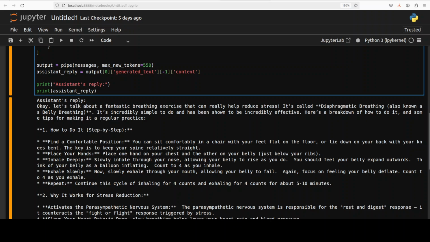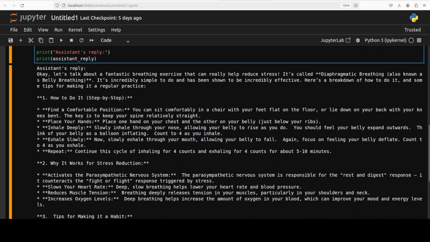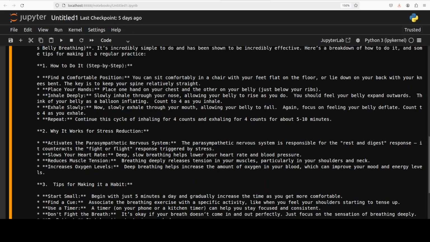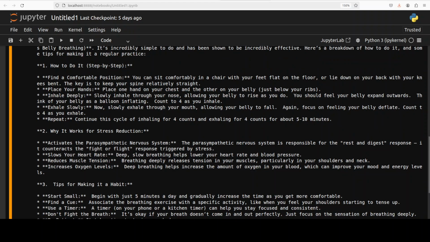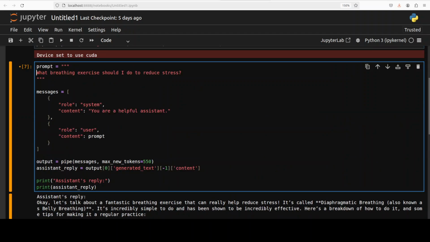It's incredibly simple to do, which is good. Find a comfortable position, inhale deeply, exhale slowly, repeat. That is good. So it has given us a very, very fine exercise. And then it is telling us why it works for stress reduction, and then try making it a habit. Good stuff. Very, very spot on, very grounded answer, very pragmatic.